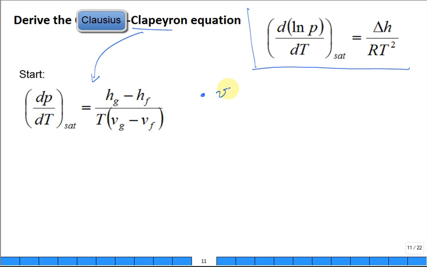V sub G is much, much greater than V sub F. Think about that. Remember in our steam tables, water changing phase? The V sub F was typically very, very small. And V sub G was much larger than V sub F. So if you take a look at this equation, just neglect the small term.